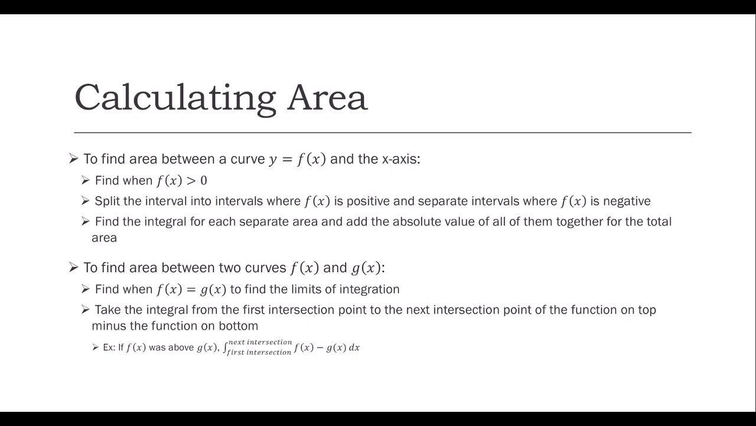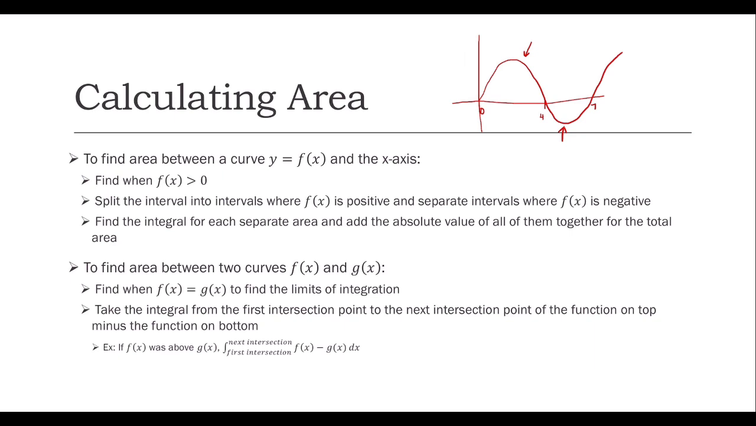So next we'll learn how to calculate the area. To find the area between a curve and the x-axis, then if you did the integral from, say, 0 all the way to 7, it would take this area and subtract the area down here. But we want to find the total area, so you'll find when f of x is greater than 0, so that would be from 0 to 4, for example.